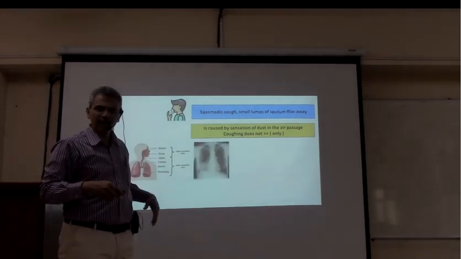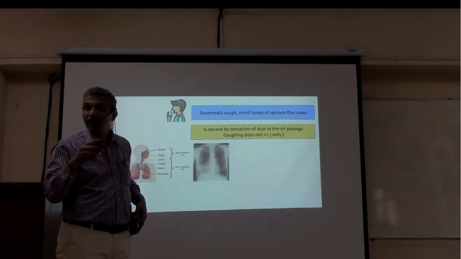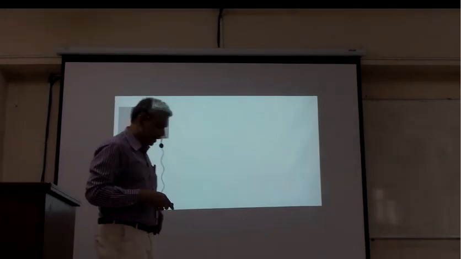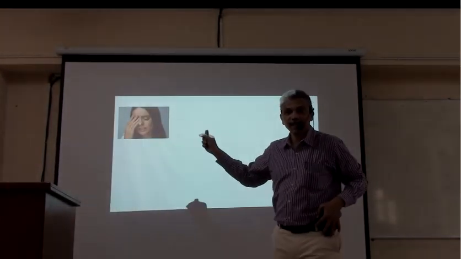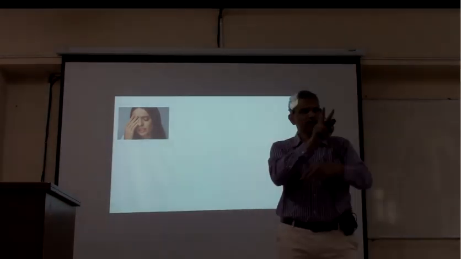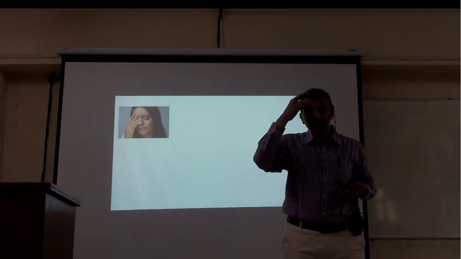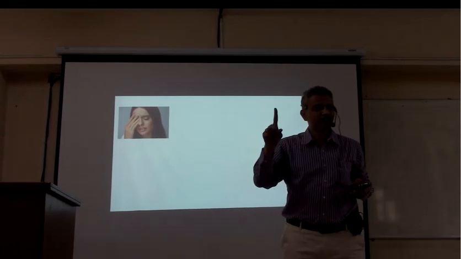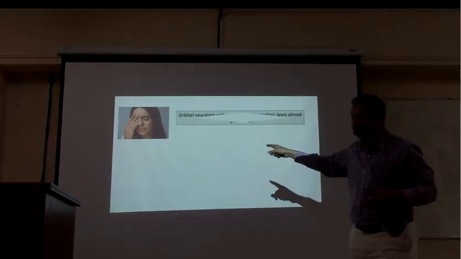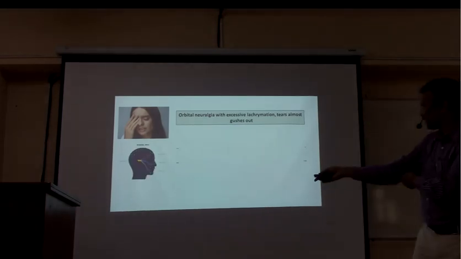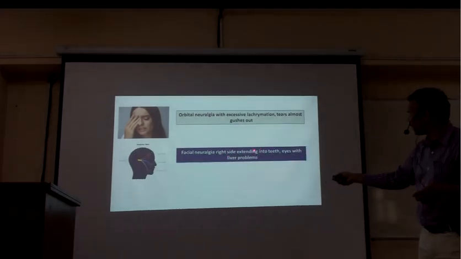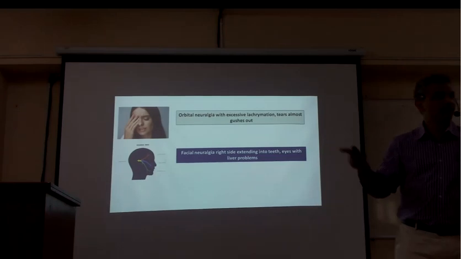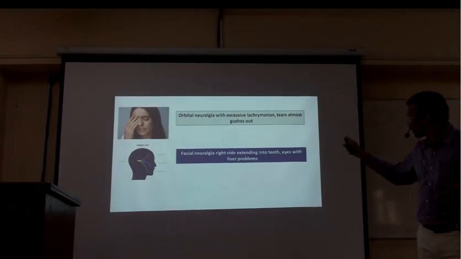Pneumonia we discussed. Pneumonia mainly which side? Right-sided pneumonia. Right lung getting affected, and the last part will be the neuralgia. Neuralgia, 2 areas. One is periorbital region, neuralgia with excessive lacrimation. And the second thing, you can also have facial neuralgia. You have this image: facial neuralgia, right side, when pain is extending into the teeth, eyes, with liver problems.